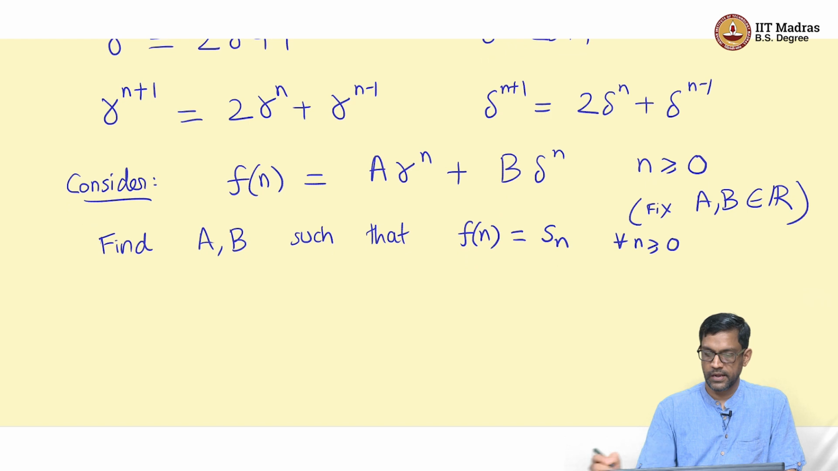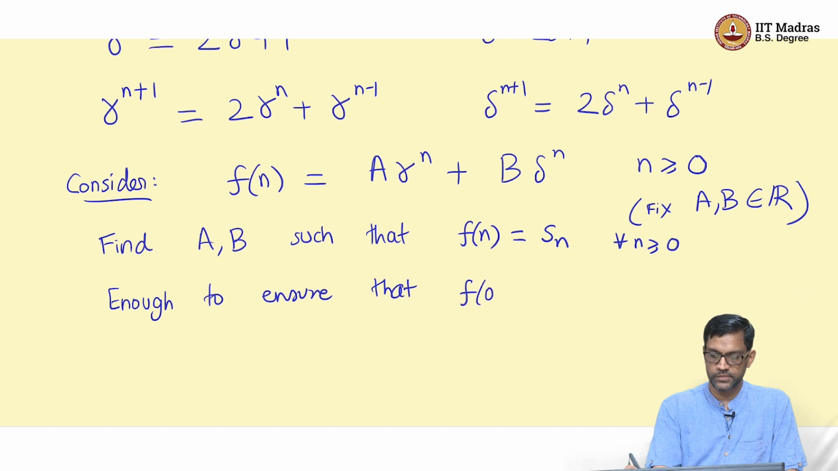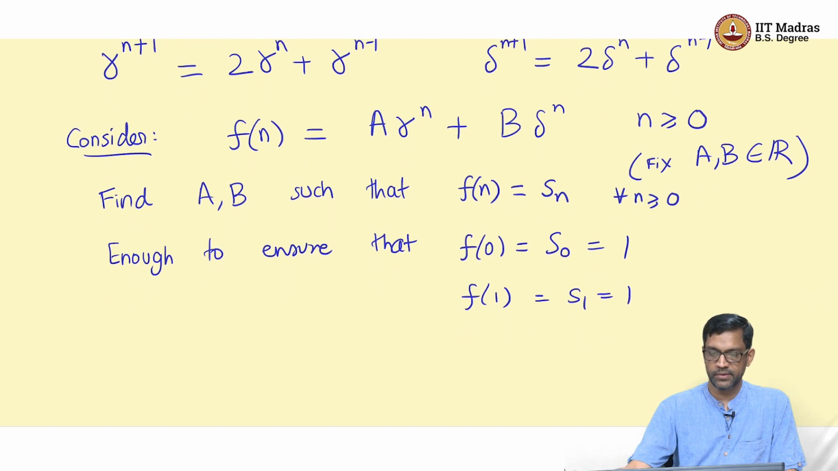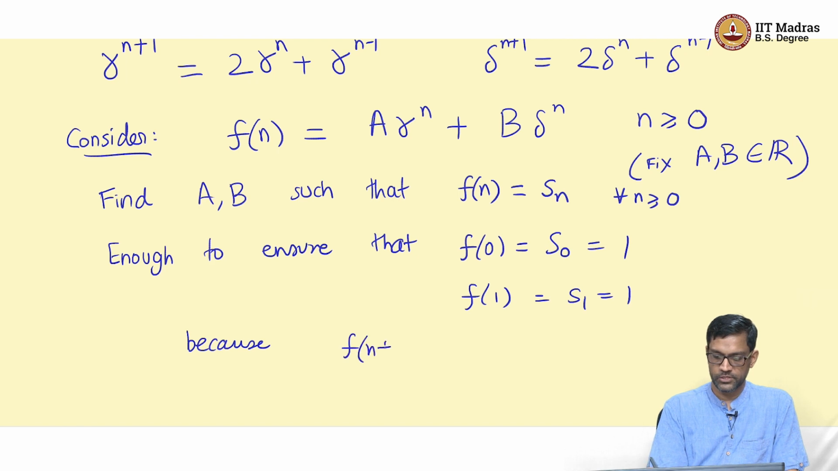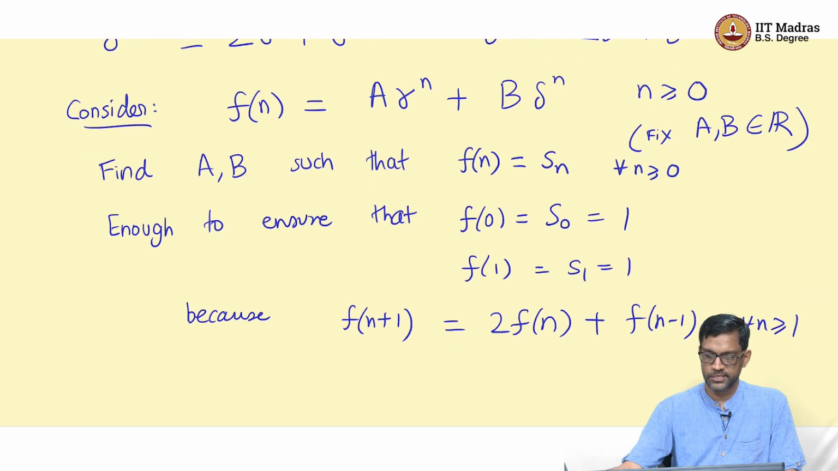And again, like before, it is enough to ensure that these two match in the beginning, that f of 0 matches and f of 1 matches, because f satisfies the same recurrence as the Sn, because f of n plus 1 is again 2 f n plus f of n minus 1 for n greater than or equal to 1. Same reasoning, exact same reasoning.